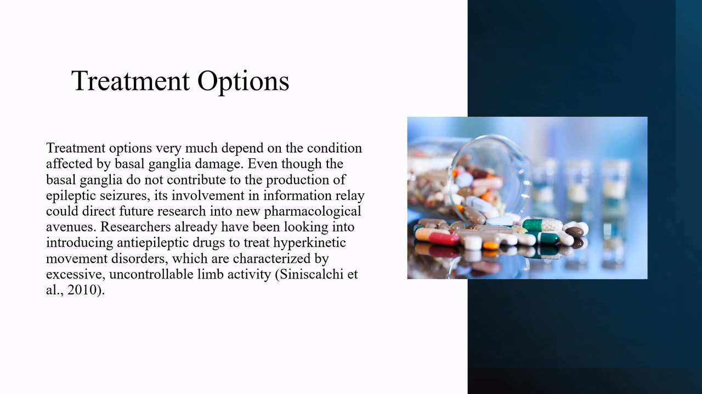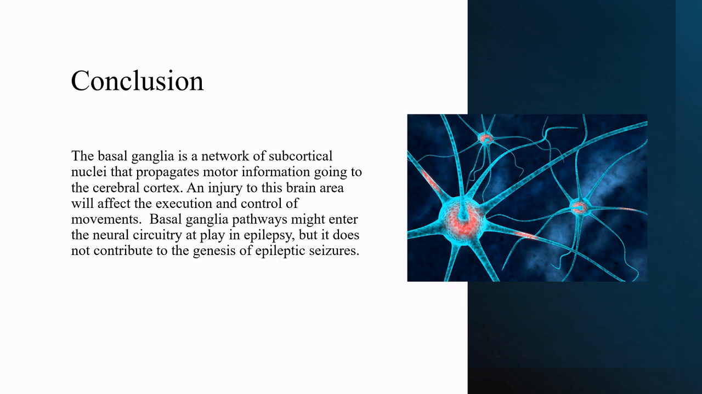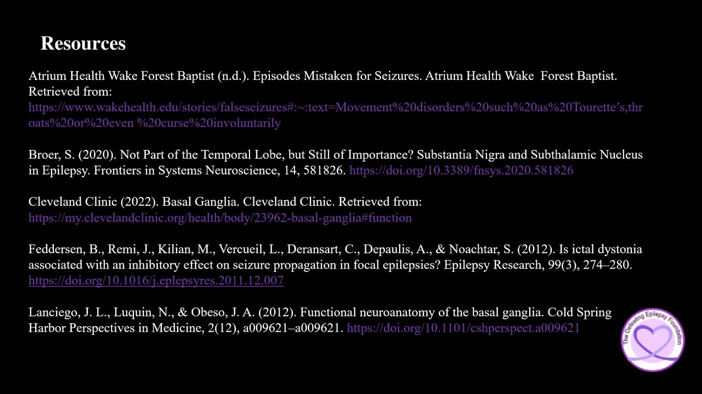The basal ganglia is a network of subcortical nuclei that propagates motor information going to the cerebral cortex. An injury to this brain area will affect the execution and control of movements. Basal ganglia pathways might enter the neurocircuitry at play in epilepsy, but it does not contribute to the genesis of epileptic seizures. To learn more about the basal ganglia, please check out the resources used in the presentation today.